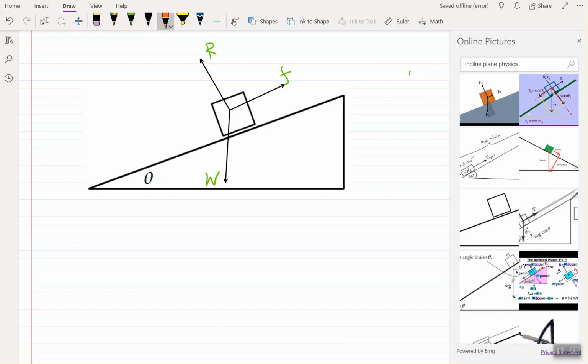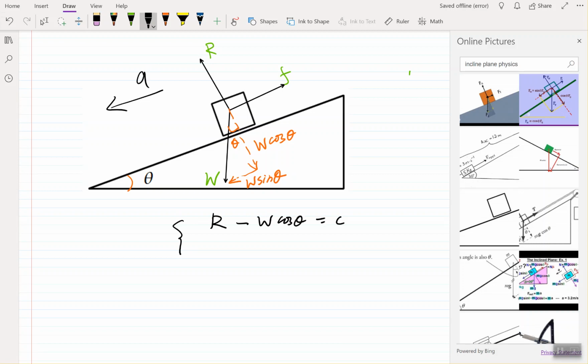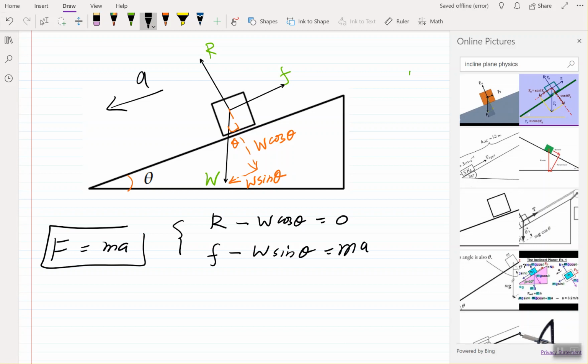And the weight has two components. So I can draw here. That's the weight in the y component, and this is in the x component. This is theta. This is W cosine theta, and this is W sine theta. And we assume it's accelerating down this direction. So we have the y component: R minus W cosine theta equals 0, and we have F minus W sine theta, based on F equals ma. So the resultant force equals ma. We have simultaneous equations, and we can solve this one.